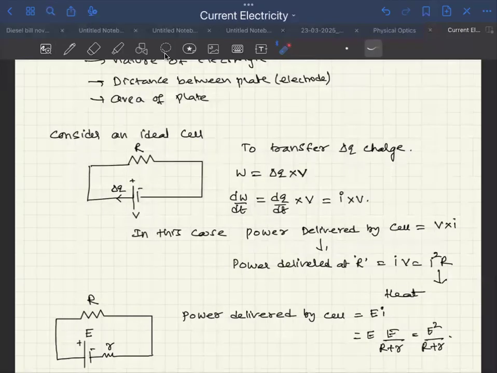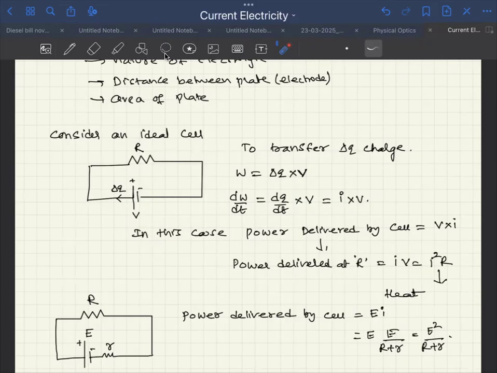Okay, sir, fine. What you said is for an ideal cell. Agreed, fine. What if the cell is not ideal? I repeat, what if the cell is not ideal? What will happen in this process?